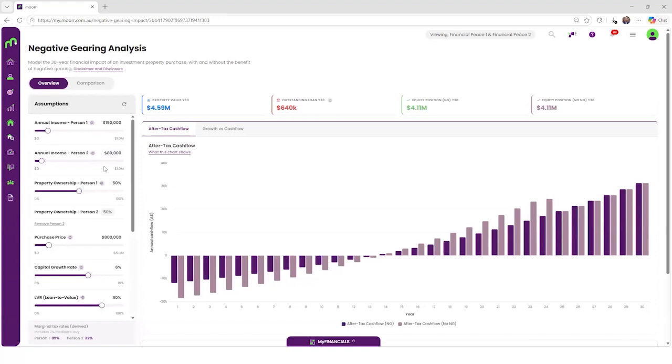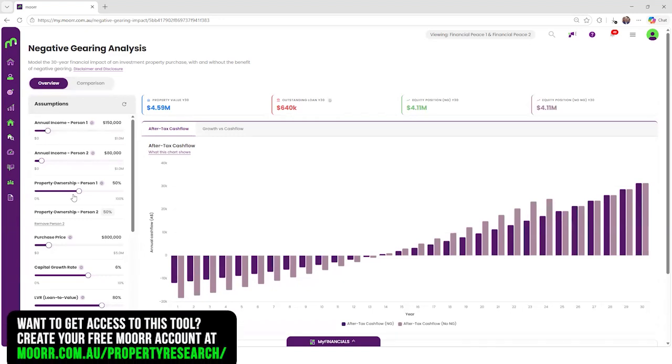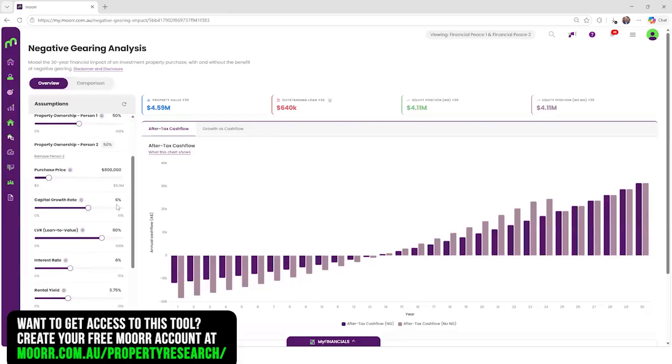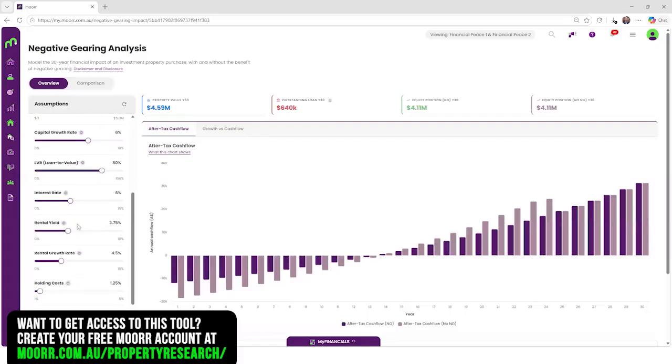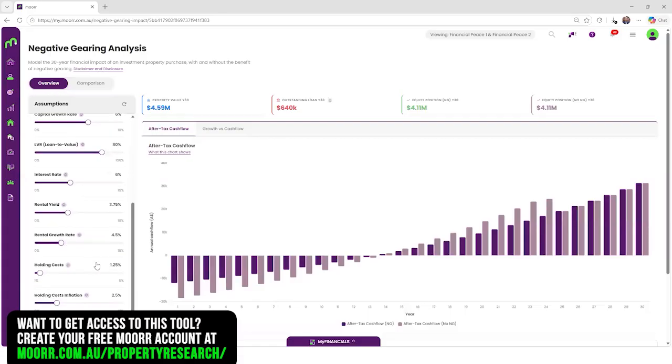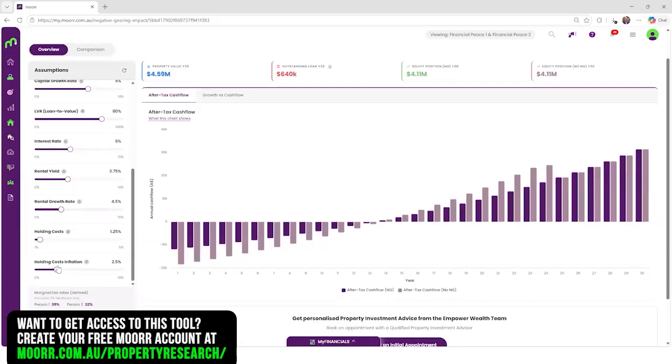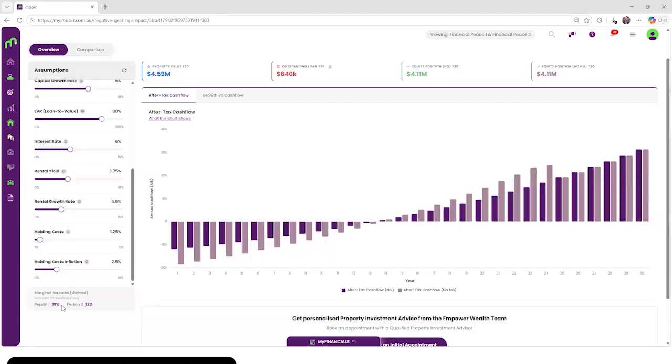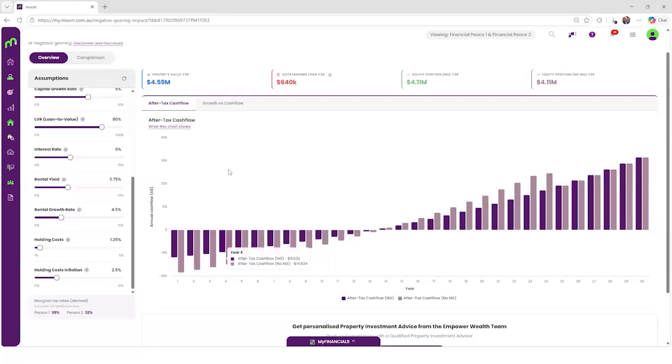So I've just set it at 150 for the first person, 80,000 for the second person, property ownership, so that splits out the ownership between owners, purchase price 800,000, capital growth 6%, loan to value ratio 80, interest rate 6%, yield 3.75, rental growth rate of 4.5%, holding costs 1.25, and then holding cost inflation. And you can see it's calculated down the bottom, the marginal tax rate. So that's the starting point, 39 and 32, as part of that particular story.